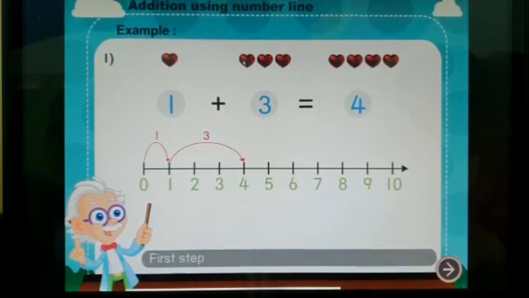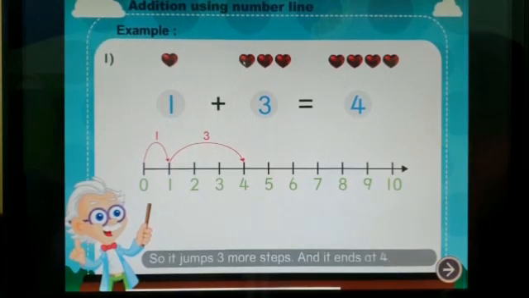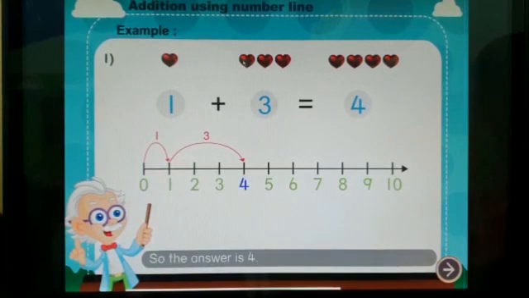First step is starting from 0 and moving to 1. That's one step. You jumped from 0 to 1. Second step is from 1 moving to 4. So it jumps 3 more steps and it ends at 4. So the answer is 4.